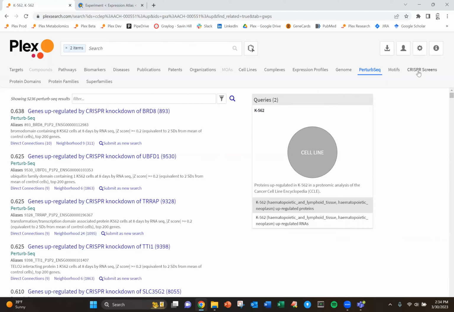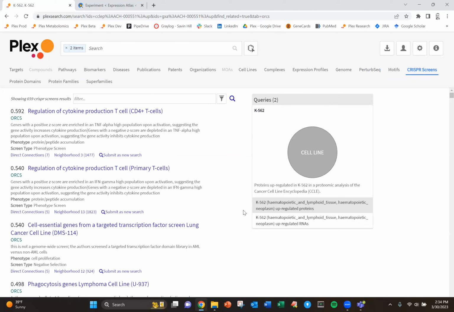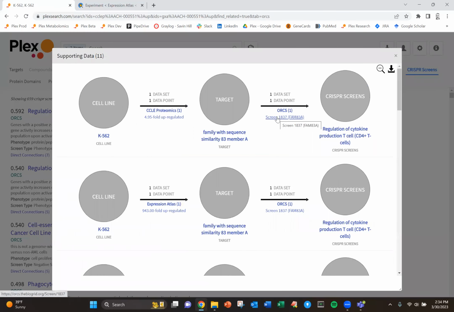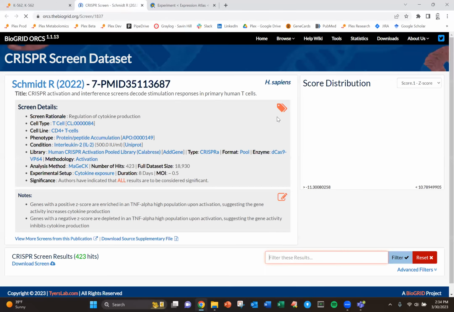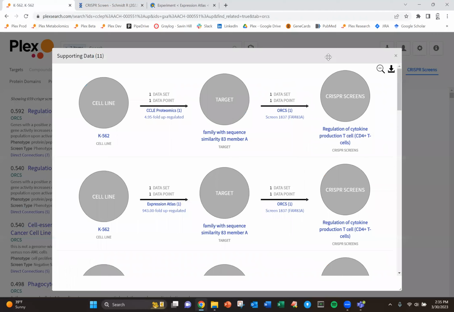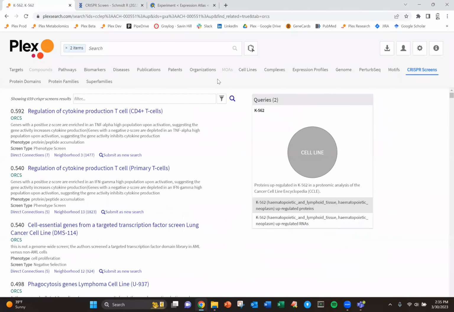We can move on over to CRISPR screens. So this would be, are there genes that are modulating K562s, which are hits in a CRISPR screen? And you can see the top hits here actually are involved in cytokine production. And you can see which genes these are. By clicking on it, you can see more details about that particular screen by clicking on the links here. Brings you to the screening data, the CRISPR screening data. So you can get the CRISPR data.